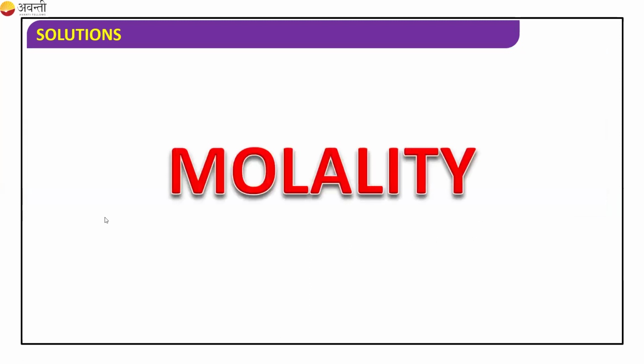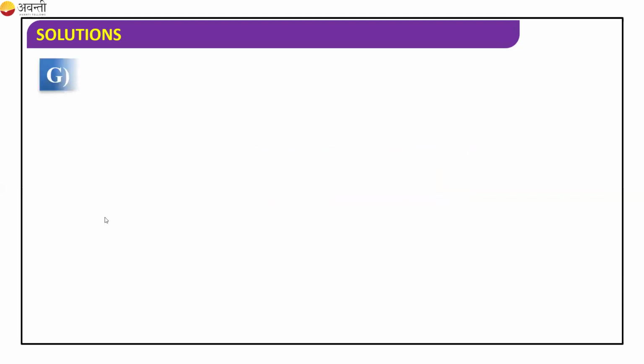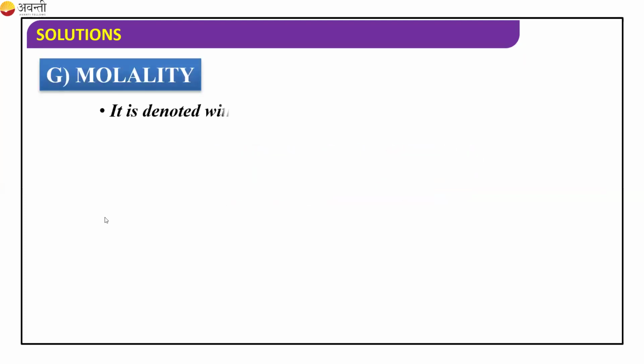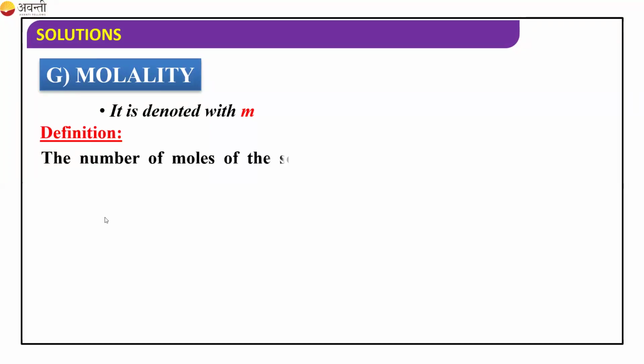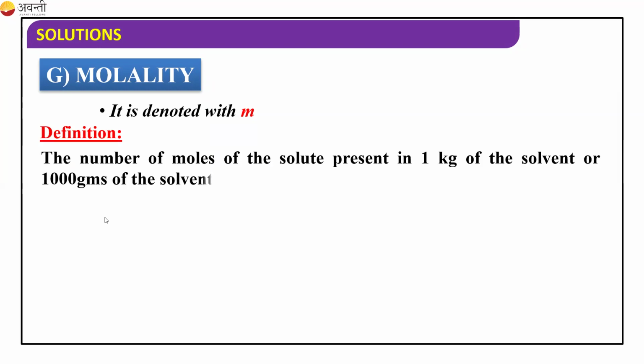So the next topic is molality. Molality is the seventh concentration term, which is the last concentration term. So let's study about it. Molality is denoted with a small m. Molarity is denoted with a capital M, and here it is a small m. The definition of molality is the number of moles of solute present in 1 kilogram of the solvent. 1 kilogram is nothing but 1000 grams.